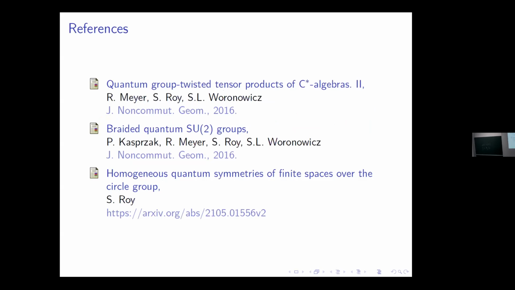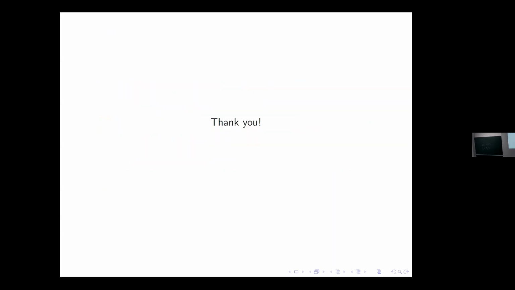And I think these are some references. The first paper contained the definition of a braided compact quantum group over an arbitrary quasi-triangular compact C-star quantum group. The second one is the one where the construction of the braided SU(2) is contained, and the third one is Roy's paper that provides more examples of braided compact quantum groups that are universal in a sense for finite spaces. Yeah, I'm done.